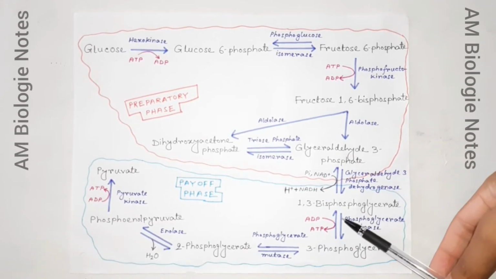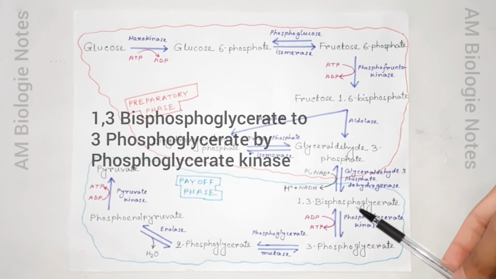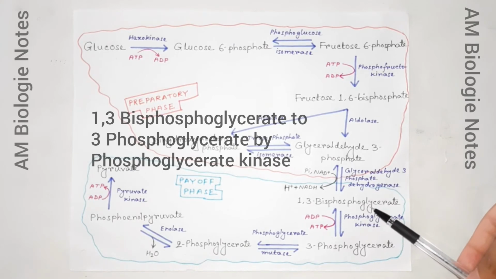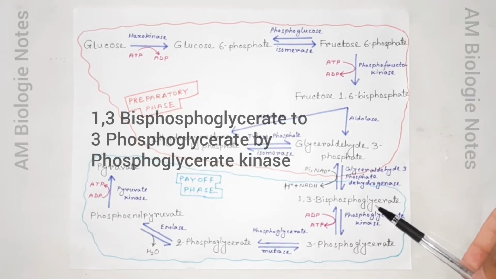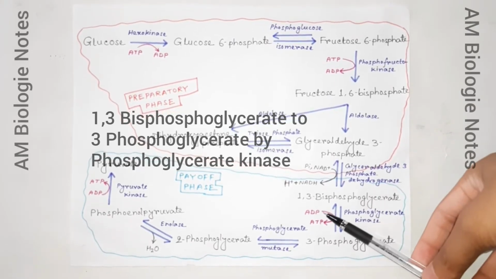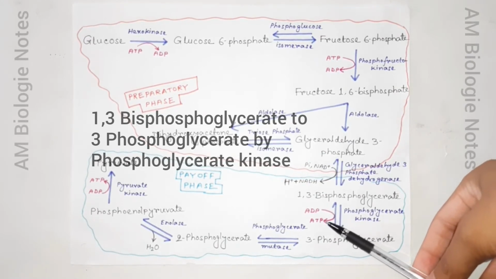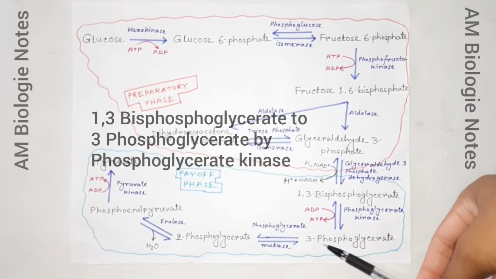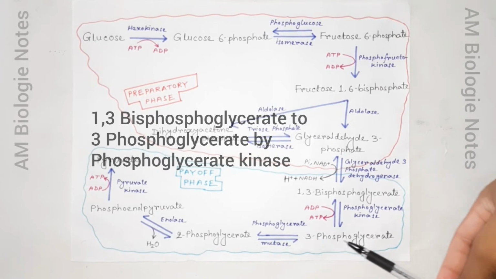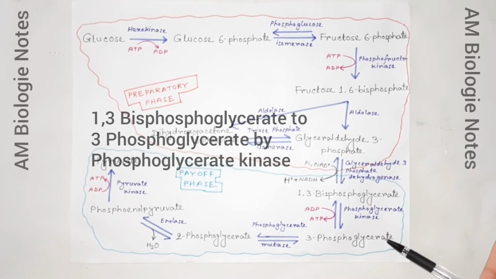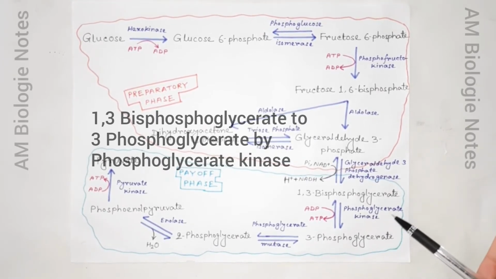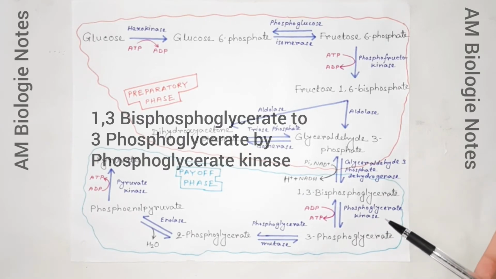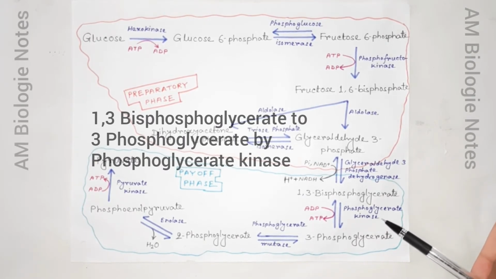In the seventh step, 1-phosphate group from 1,3-bis-phosphoglycerate is transferred to ADP. As a result, ATP and 3-phosphoglycerate are produced. The enzyme responsible for this conversion is phosphoglycerate kinase.